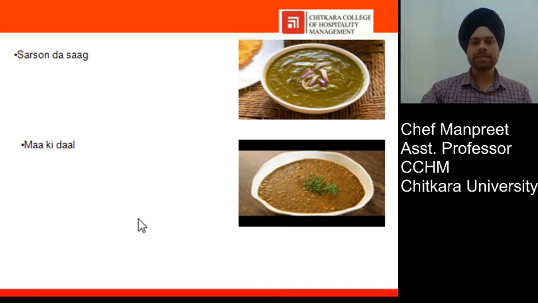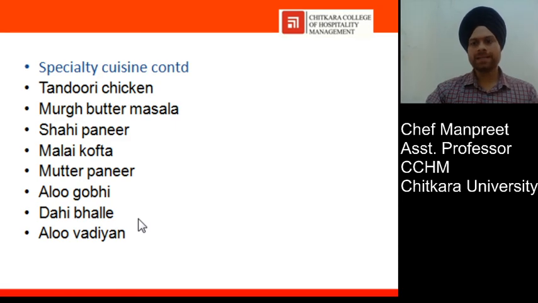And maa ki dal is a very famous delicacy of Punjab, and it is prepared with black gram, which is cooked overnight on a chulla so that it will provide a smoky flavor to the dal. And these are some other specialities from Punjabi cuisine.